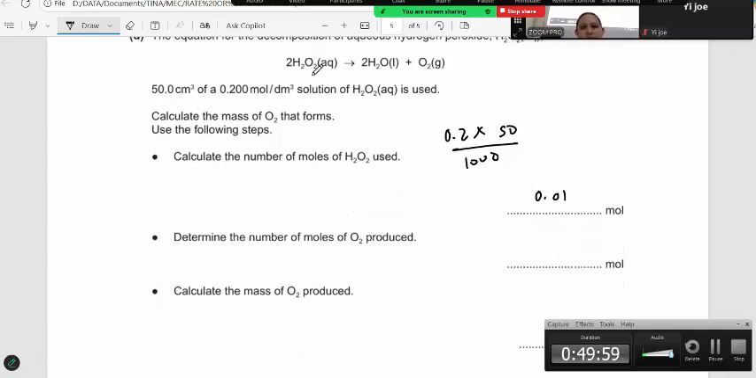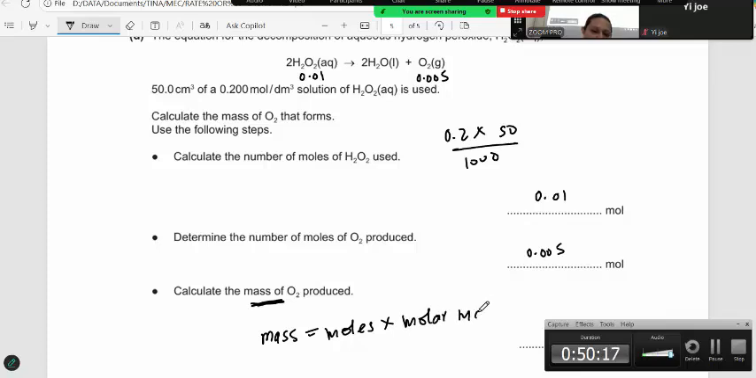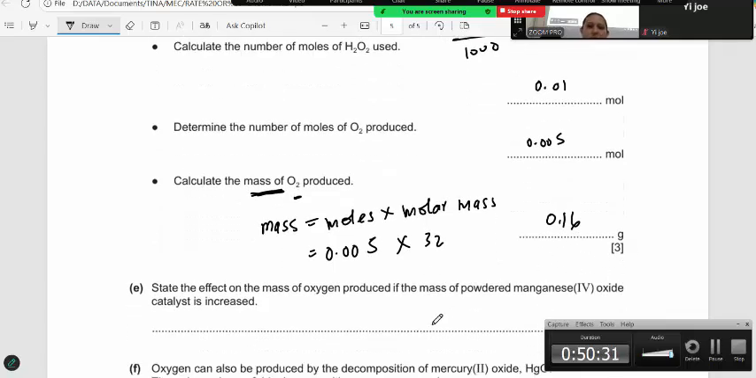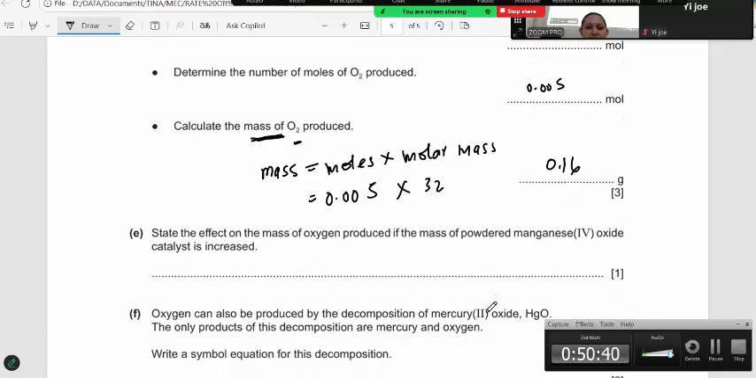Determine the number of moles of oxygen produced. 0.01, 0.005. The question asks you for mass, so mass has to be moles multiplied by molar mass. Moles is 0.005. Molar mass of oxygen is 32. So how much do you get? 0.16 grams.